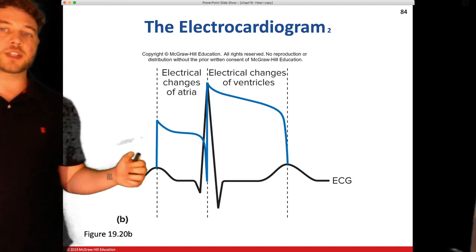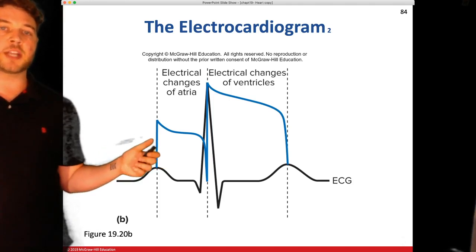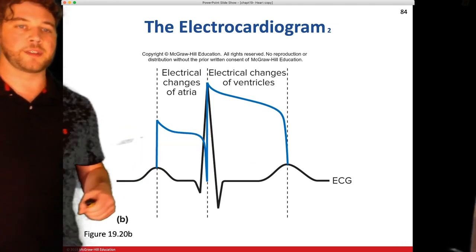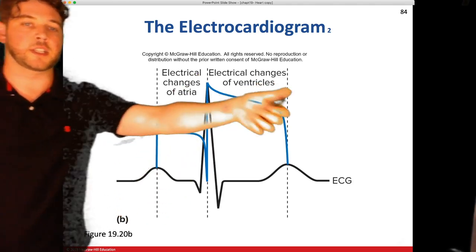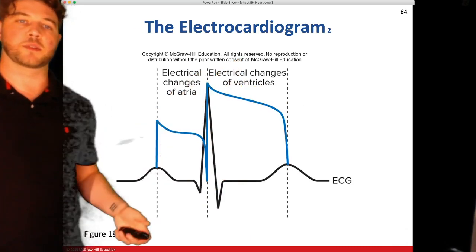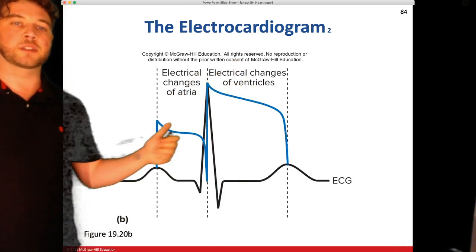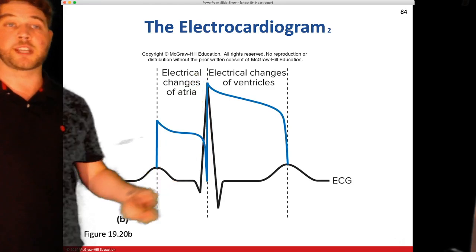Okay, so this is comparing the electrical changes of the atria with the electrical changes of the ventricles. Again, just noting how much smaller that atrial signal is. I don't know why I feel like I need to trace it with my finger, but how much smaller that atrial signal is compared to the ventricles, because the ventricles have a much larger job to do.